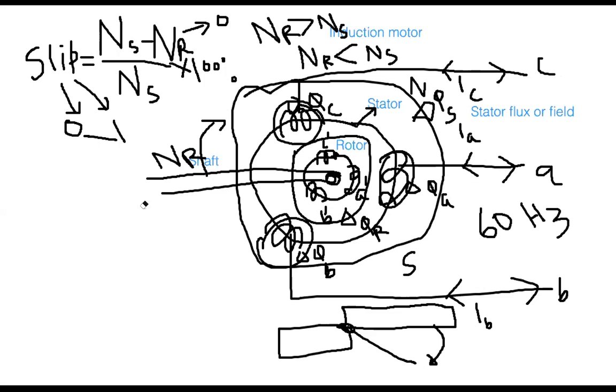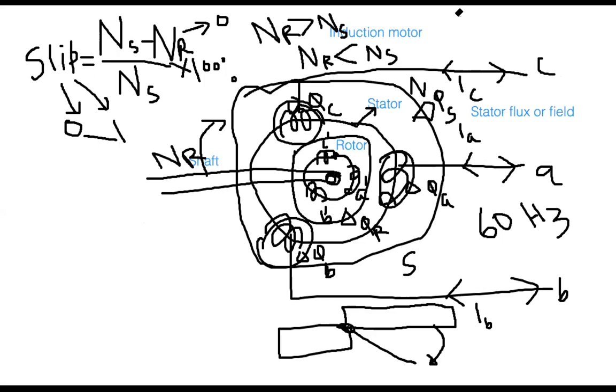And the best example is the wind generator, the wind turbine system. In case of a wind turbine system, the configuration inside is exactly the same. Here you just attach a windmill, wind turbine or wind blades. Then your NR will be greater than NS, meaning that your slip value will be negative.